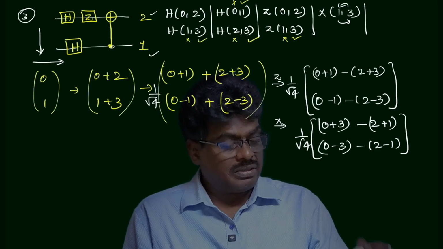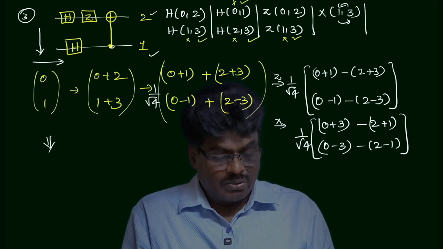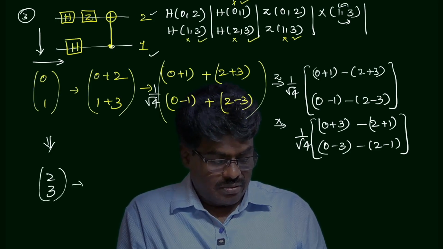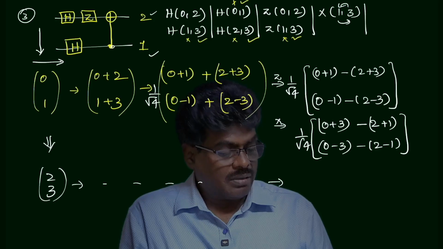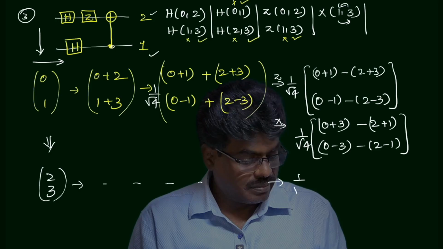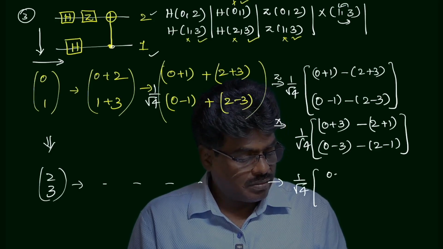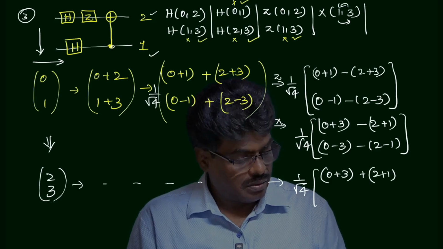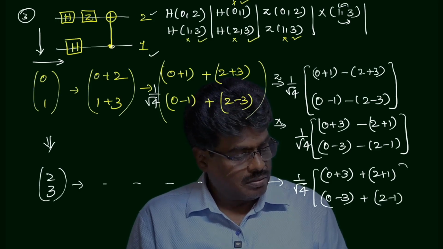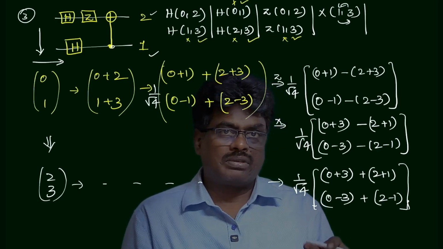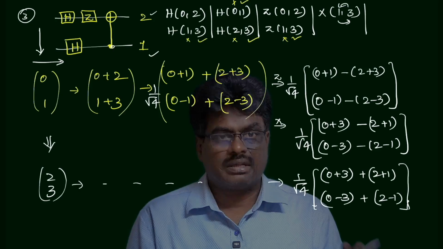So the advantage of this method is you need not do the operation of the next one, that is 2 3. You can write it directly, come to the last step, whatever the sign in the middle, just change it. So if you have any confusion, please do this entire process and check whether you are getting the same answer or not. Okay.